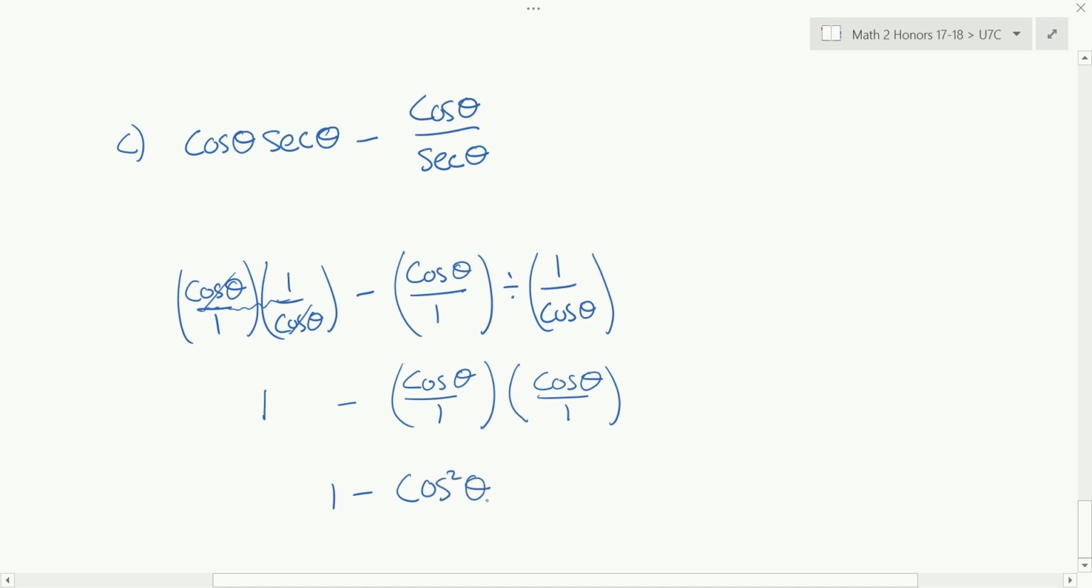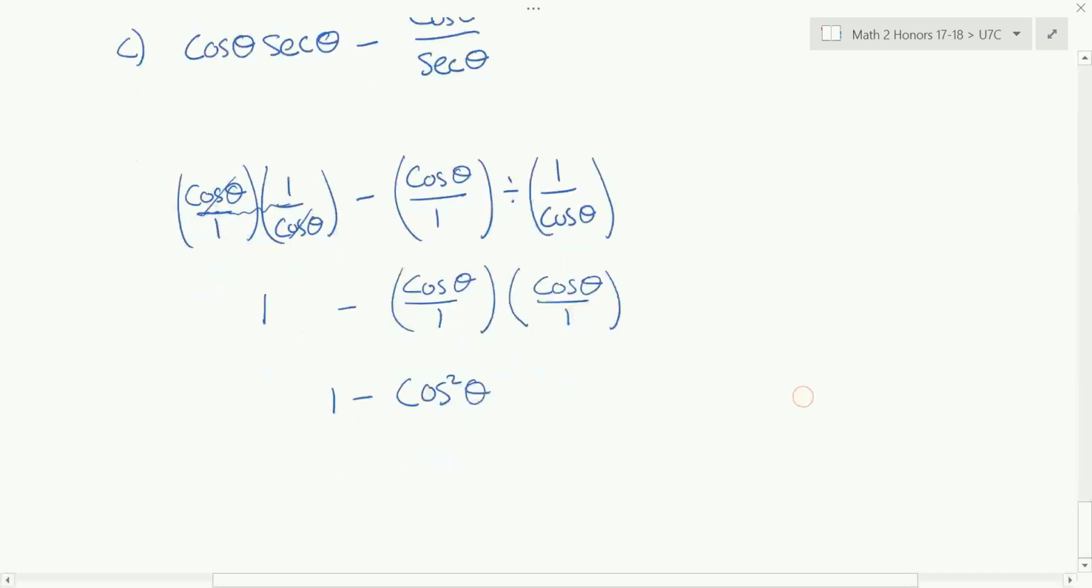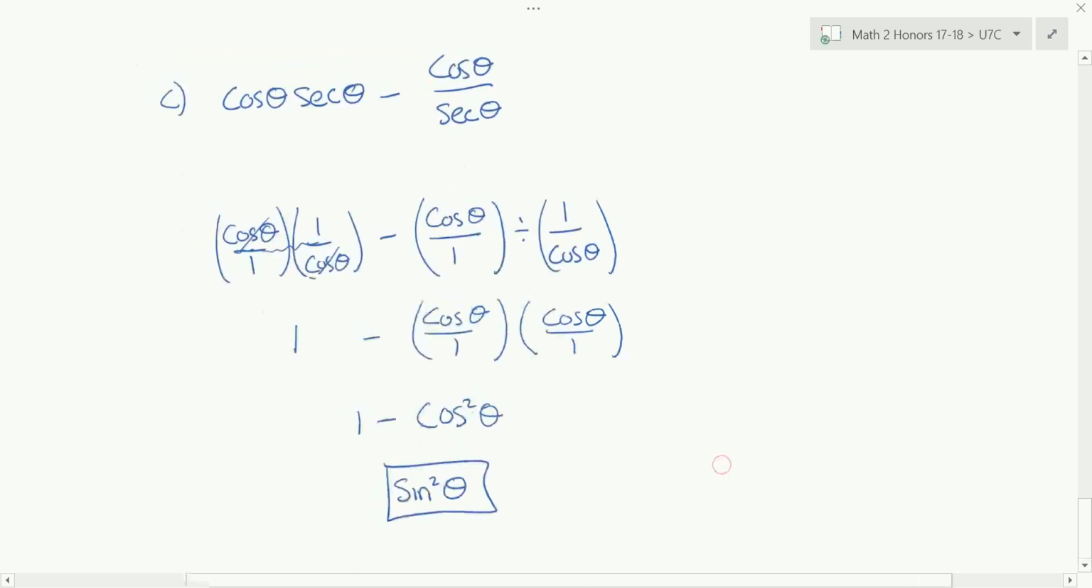And now when we're in this form, this should remind you, or should trigger, hey, this might be a Pythagorean identity. Because cosine squared plus sine squared is 1. And if we manipulate that around, you get that sine squared is actually equal to 1 minus cosine squared. And so this comes out to be sine squared theta. There we have it. Okay.